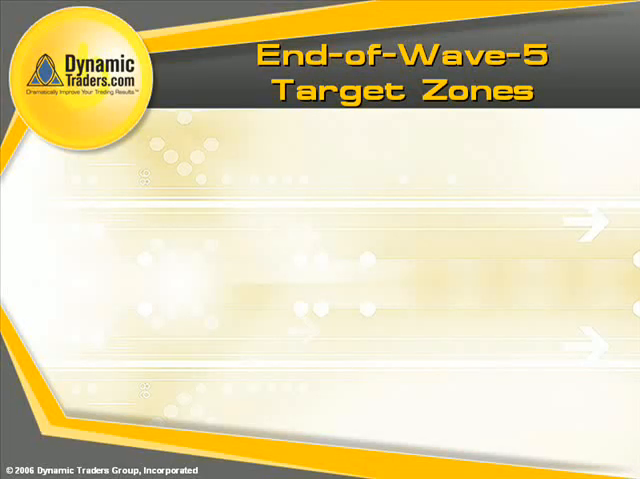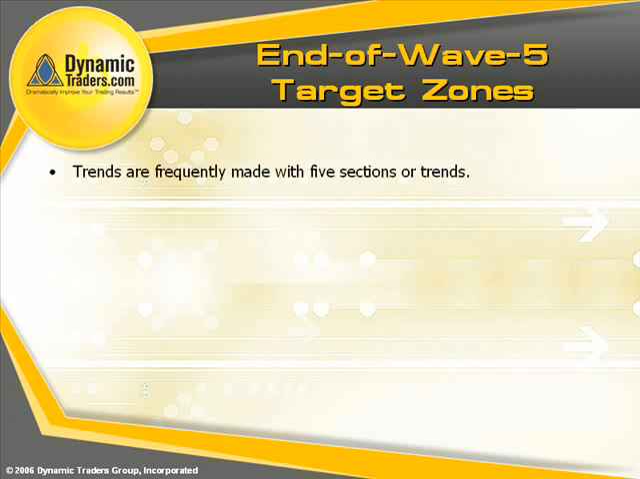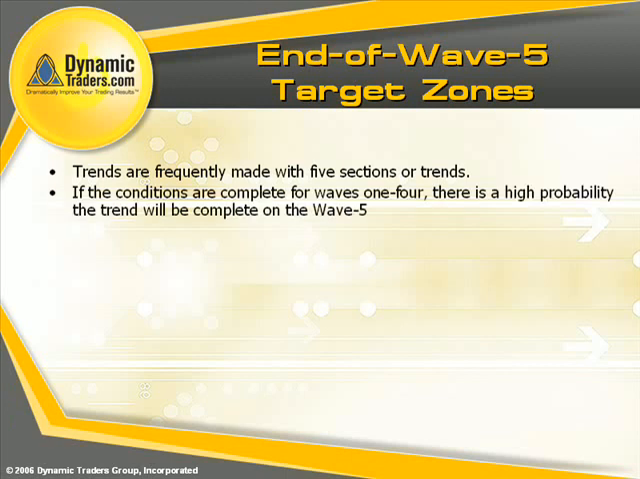Let's take a look at some rules for end of wave 5 target zones. Now remember that trends are frequently made with 5 sections or 5 additional smaller trends within them. If the conditions are complete for waves 1 through 4, then there's a high probability that the trend will be complete on the wave 5.